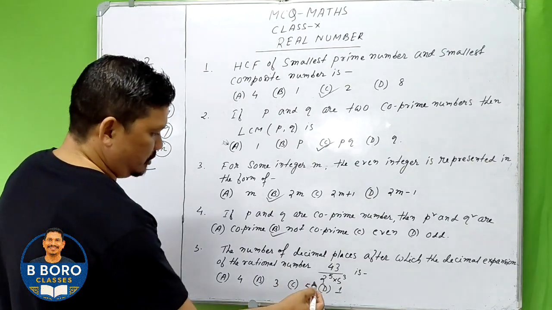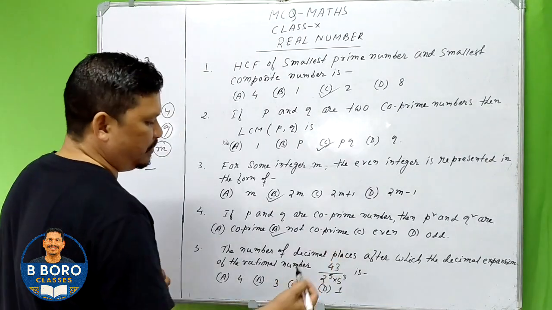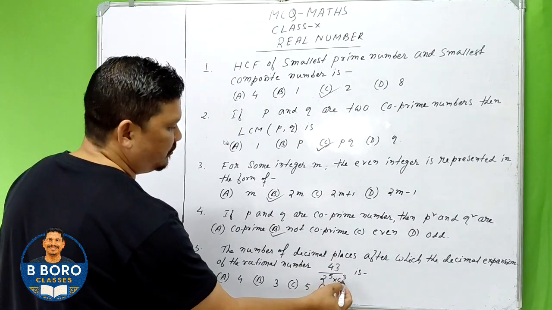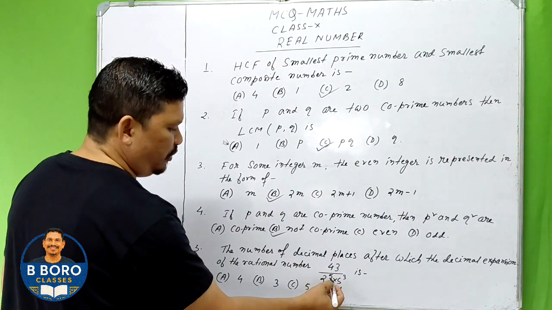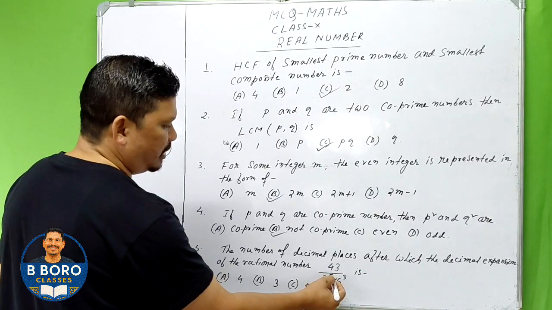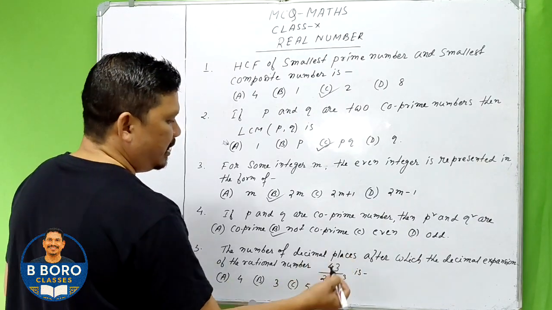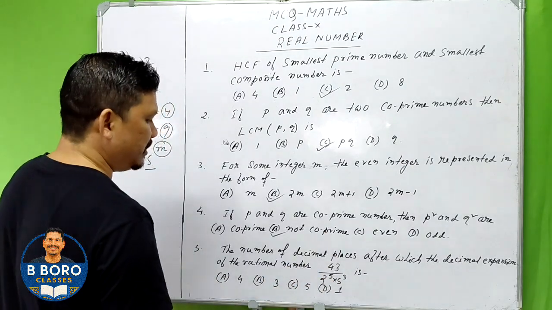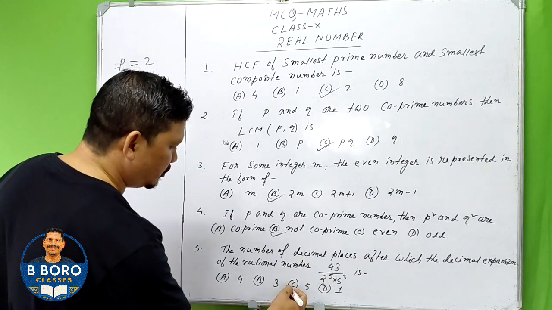If we observe, see here, 2 to the power 5 into 5 to the power 3. The highest power of 2 is 5 and the highest power of 5 is 3. If we compare 5 and 3, the power of 2 is greater than the power of 5. So here the power of 2 is 5.